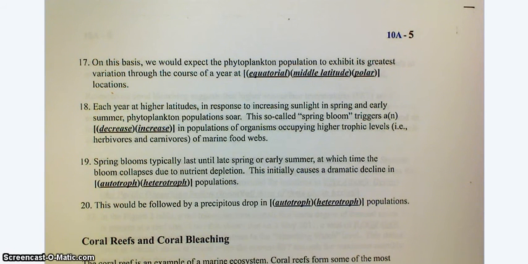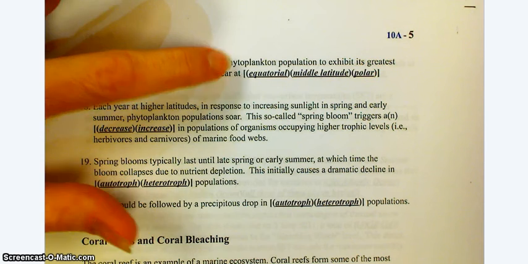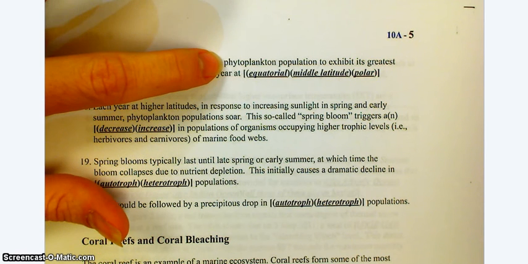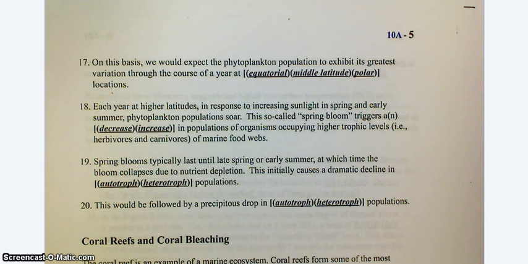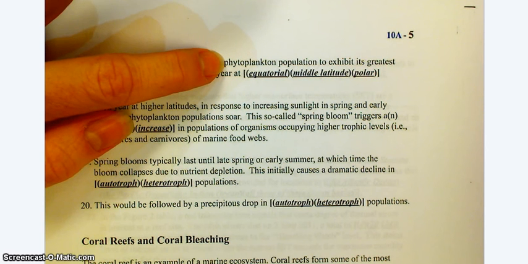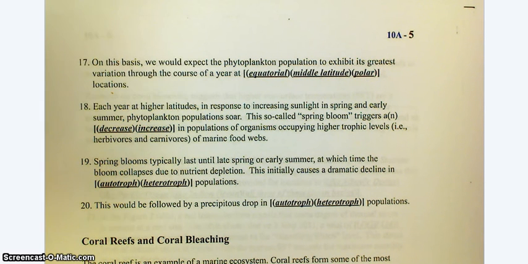So, on this basis, we would expect the phytoplankton population to exhibit its greatest variation through the course of the year at what location? Well, remember, phytoplankton population, assuming they've got the nutrients that they need, they make their own food by sunlight. So when the sunlight isn't there, then you basically don't have a phytoplankton population. When you have lots of sunlight, then you're going to have plenty of phytoplankton.